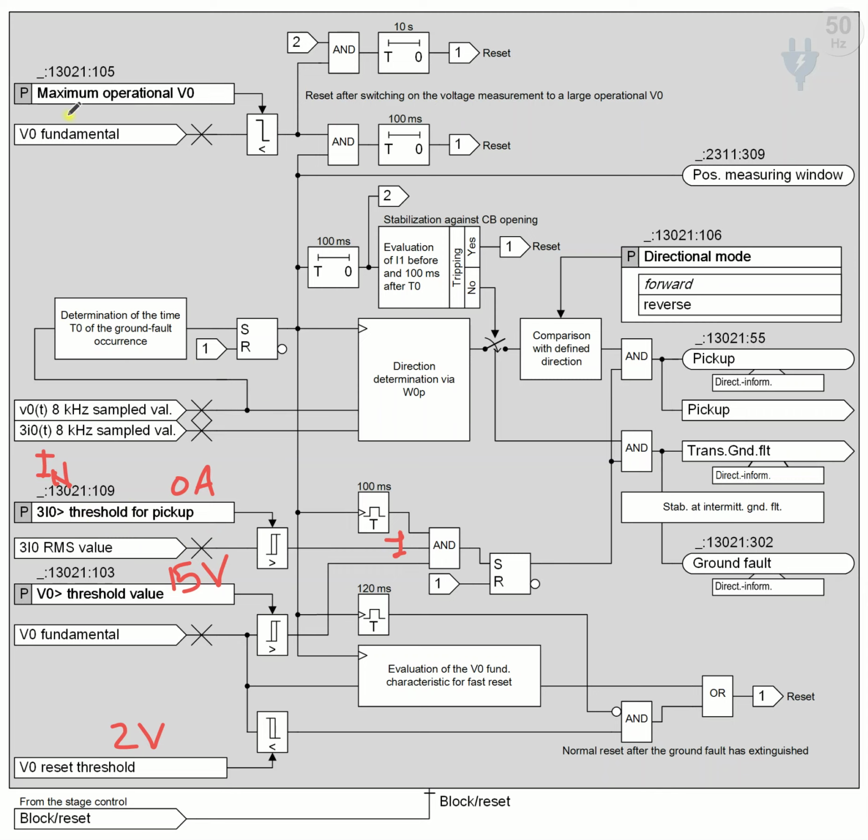Then let's discuss more about the maximum operational V0. Mostly in systems with ring type, we give 3 volt, because in ring type we have a very small V0 in operational mode. But for the ring or mesh type, we will discuss in the next lecture how it should be set and how much we should give this value.